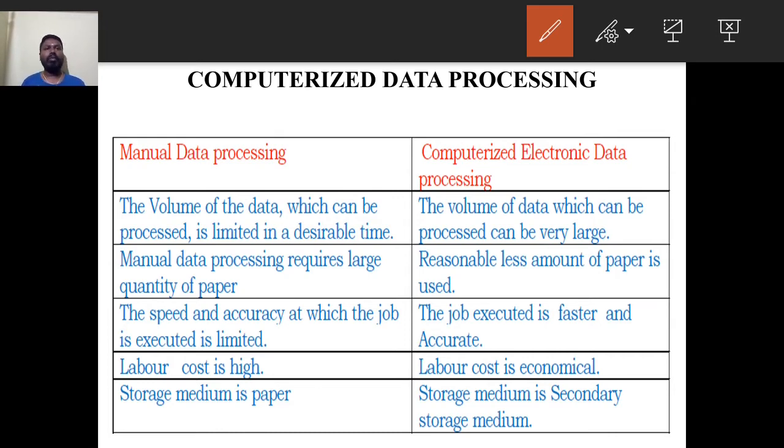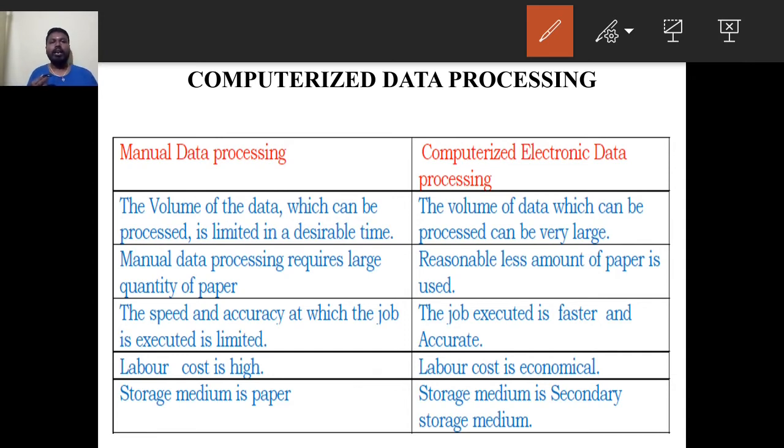Second point, manual data processing requires a large quantity of paper. We know that all the activity will be recorded in the form of paper, so obviously it will require more quantity of paper. Here in computerized data processing, it will require a reasonably smaller amount of paper only.